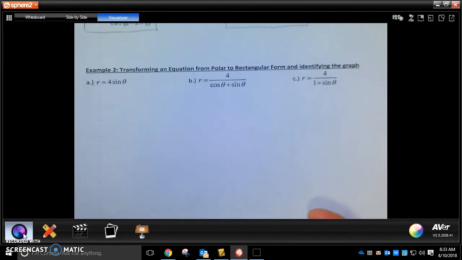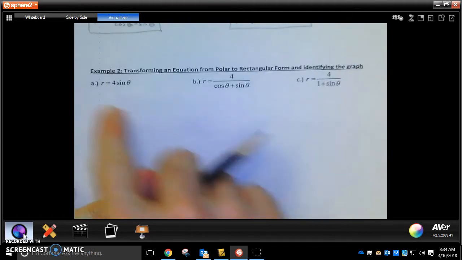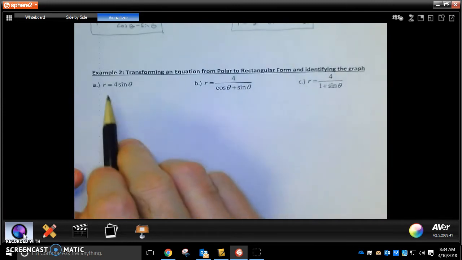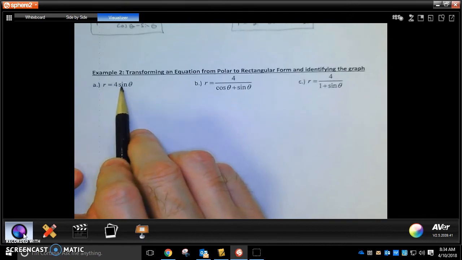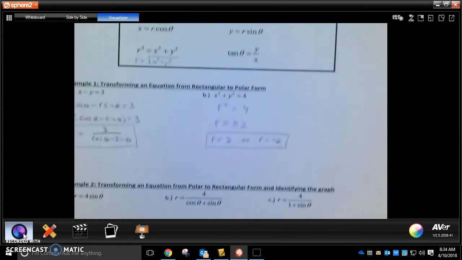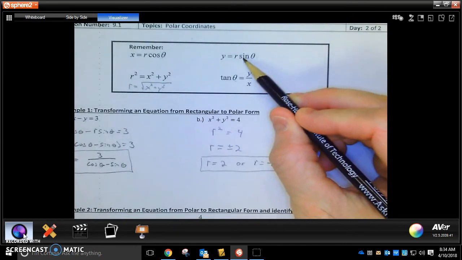Okay? Now, the bottom part, we're going to go the other direction. So we're going to take polar equations. So this is what polar equations look like. We're going to take polar equations and translate them back into rectangular form. So the very first one, I've got r equals 4 sine theta. Well, having sine theta doesn't really help me. If you look up at the top, what I really want is to have something like this, r sine theta.